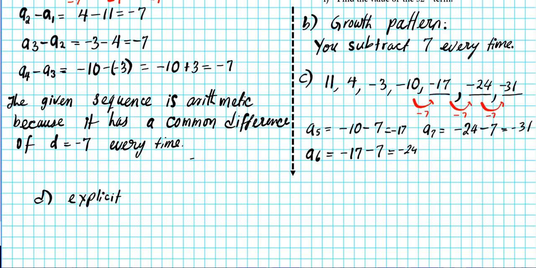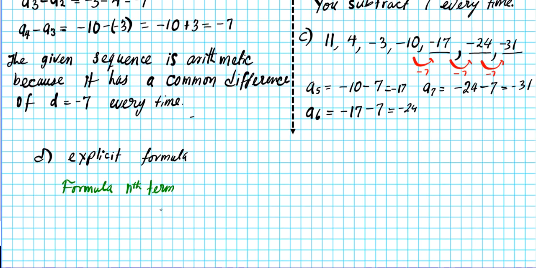Alright, so to generate the explicit formula for this particular arithmetic sequence, we're going to use the nth term formula for all arithmetic sequences. Okay, so formula for nth term. The formula for the nth term of an arithmetic sequence is given by an equals a1 plus n minus 1 times the common difference d.